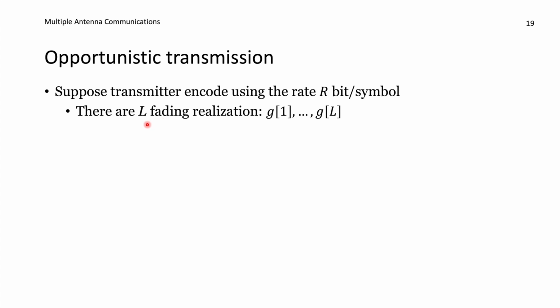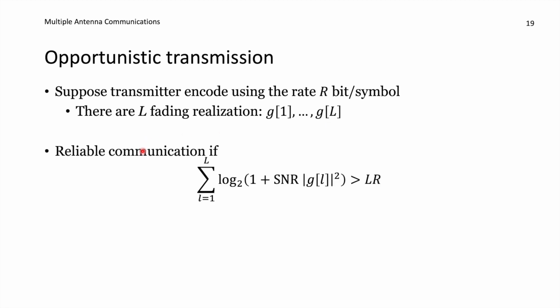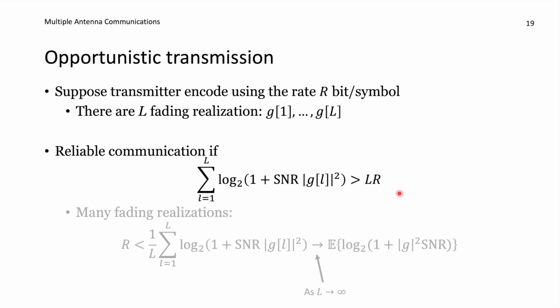And during our communication, say that there are L fading realizations, G1 to GL, and then we will let L grow large. Then over L blocks, we will have reliable communication if the sum of the capacities that we are getting is greater or equal to the number of blocks multiplied with the rate that we are using. Then if we rearrange here, R should be smaller than 1 over L, and then we have the sum of the capacities for each of the channel realizations. So log 2 of 1 plus SNR, and then the absolute value square of G at time L.